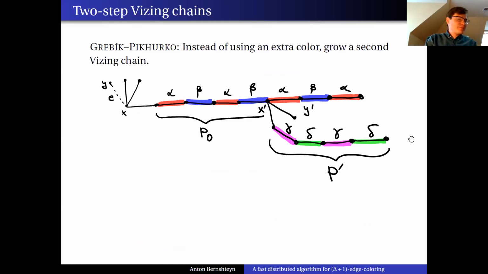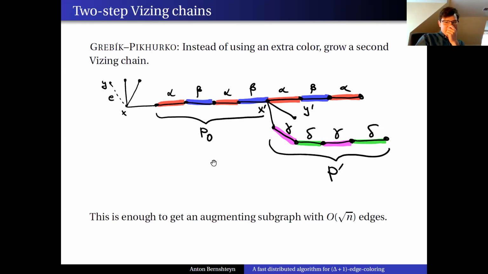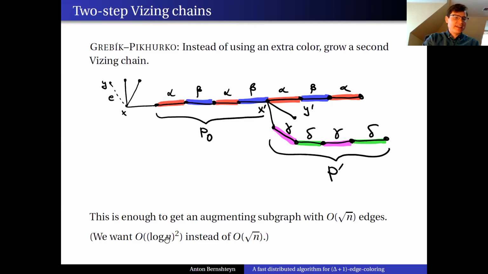This turns out to be an extremely useful idea. And just with this setup alone, it is already possible to argue that there has to exist an augmenting subgraph with big O of square root of n edges, which is a non-trivial bound. A priori a Vizing chain can be of linear size, and this is a square root of n size. Although, of course, what we want at the end is something polylogarithmic in n, rather than square root of n. But let me first explain what goes into getting the square root of n bit, because it's simpler than the log n squared part, and some of the same ideas reappear again.